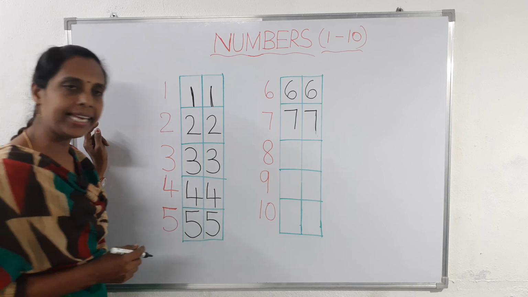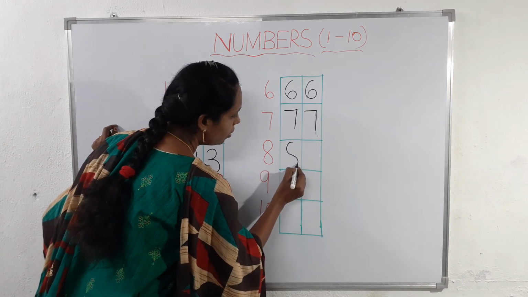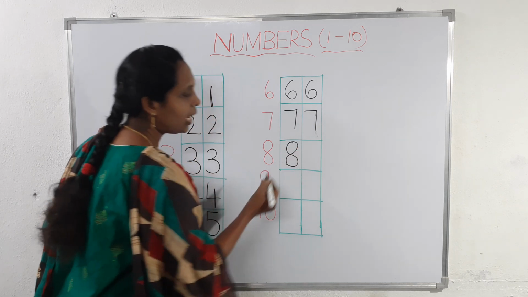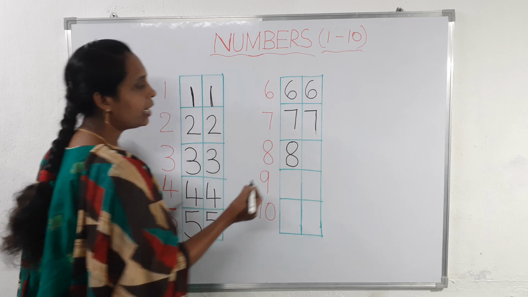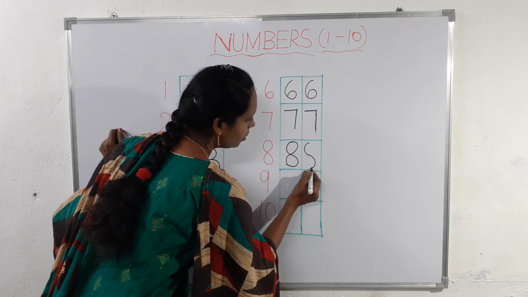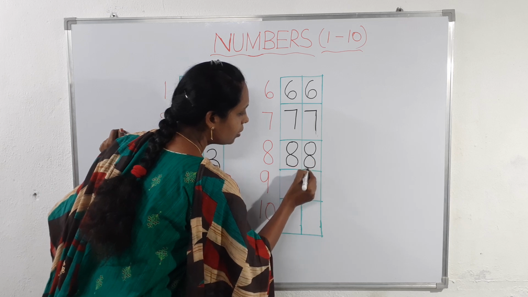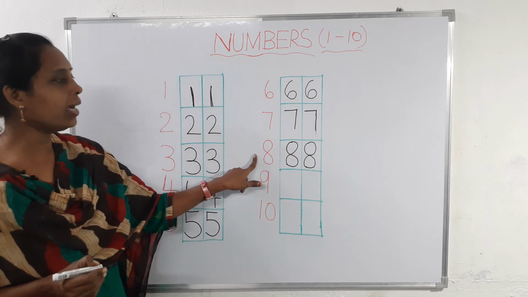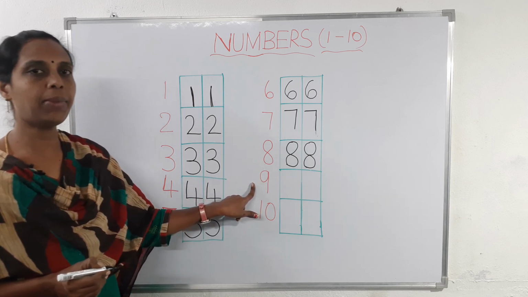How to write 8? Right curve, left curve, left curve, right curve. Listen children, how to write, see carefully. Right curve, left curve, left curve, right curve. Number 8. What is this number? 8. 8 after 9.